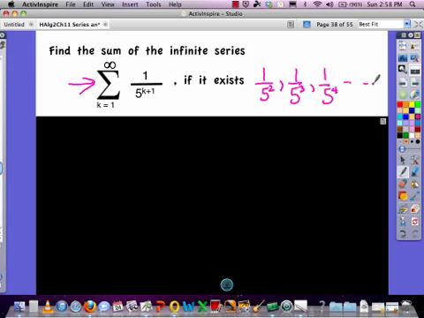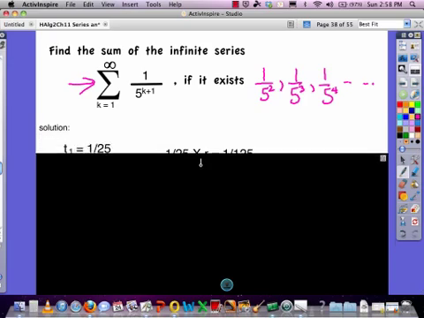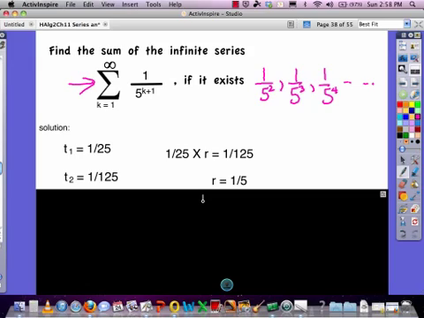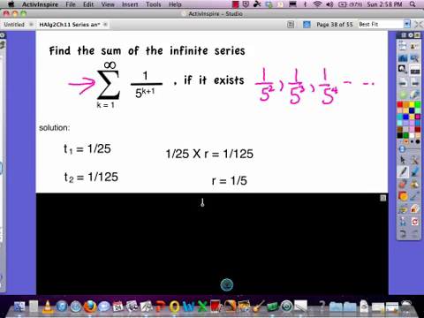All right, now we should know our first term and we should know our second term. We should know our constant rate. So let's see the work here. If t sub 1 is 1 over 25 and t sub 2 is 1 over 125, taking the first term times some unknown r, it has to equal that second term. So first term times that rate has to give us the second term. That's all that really is.